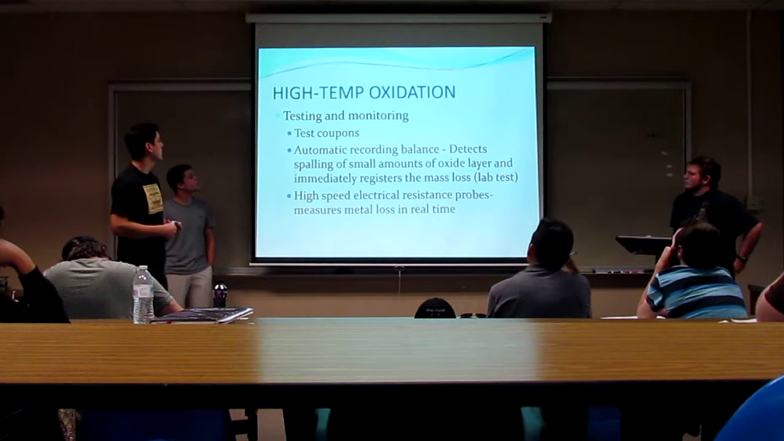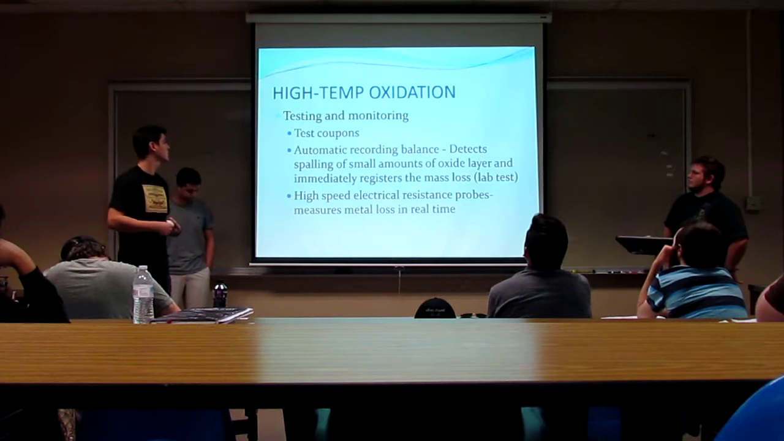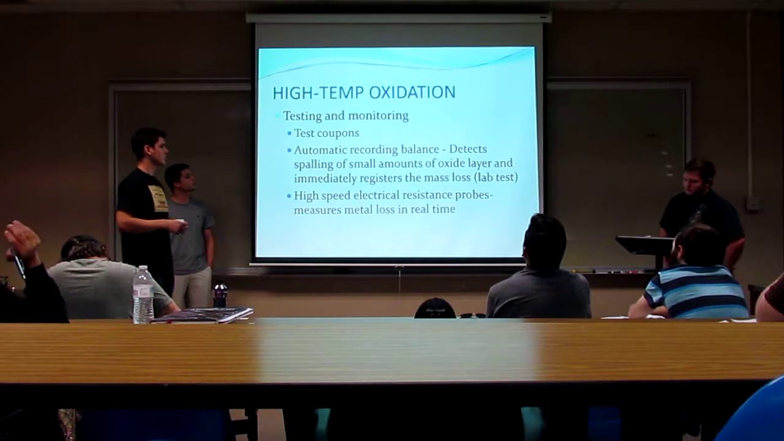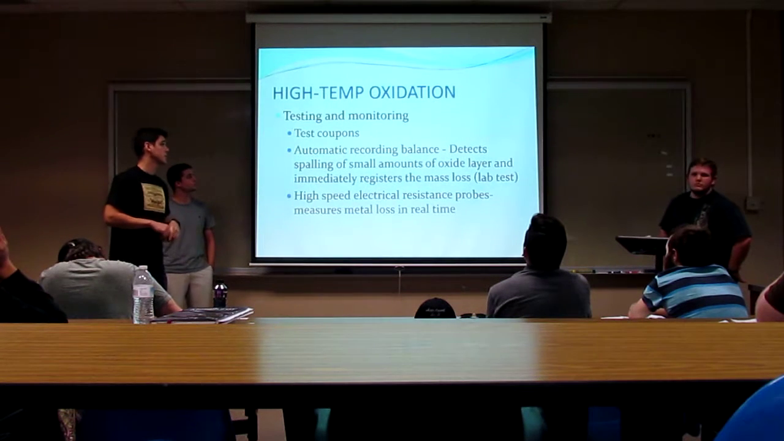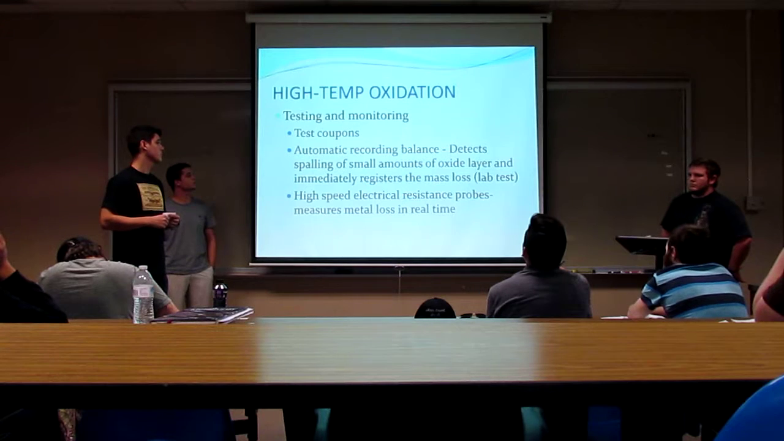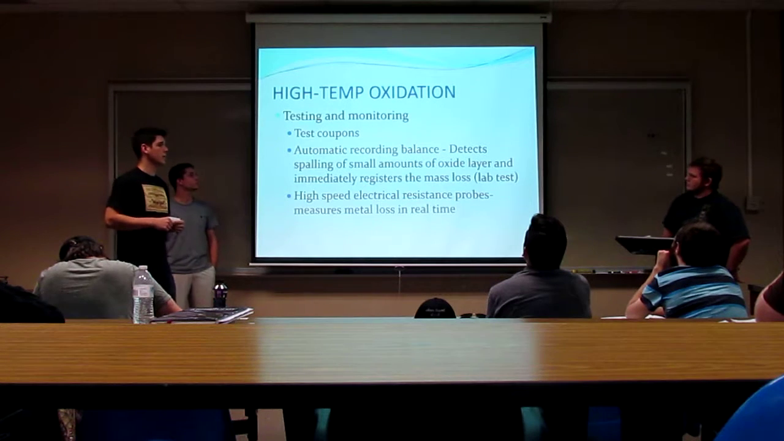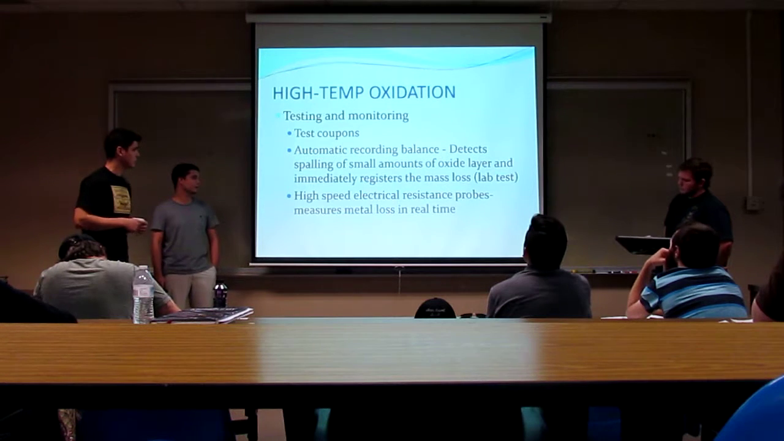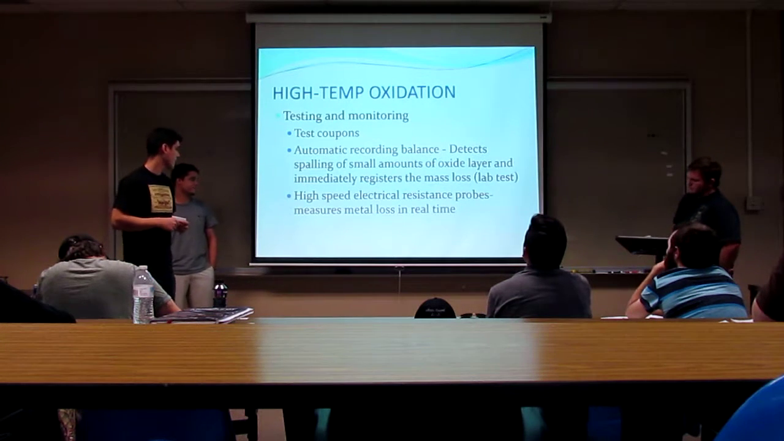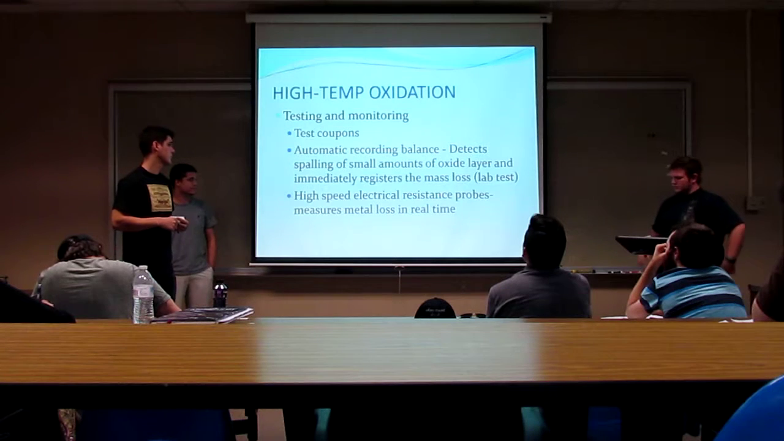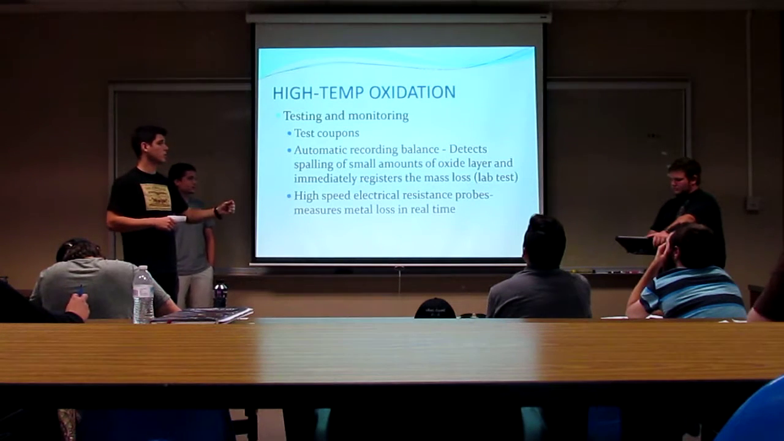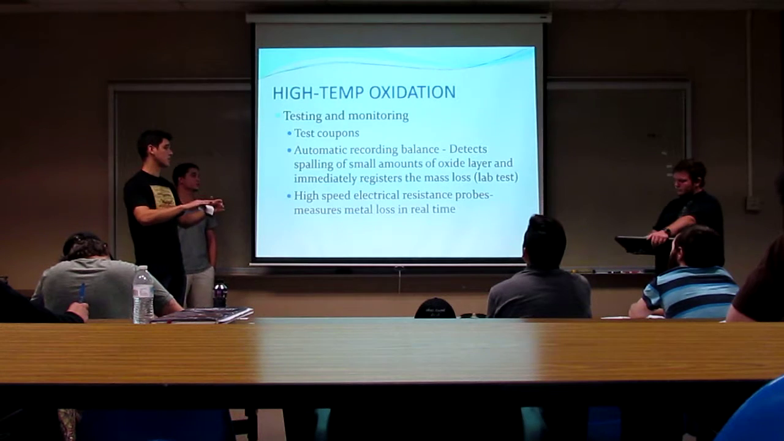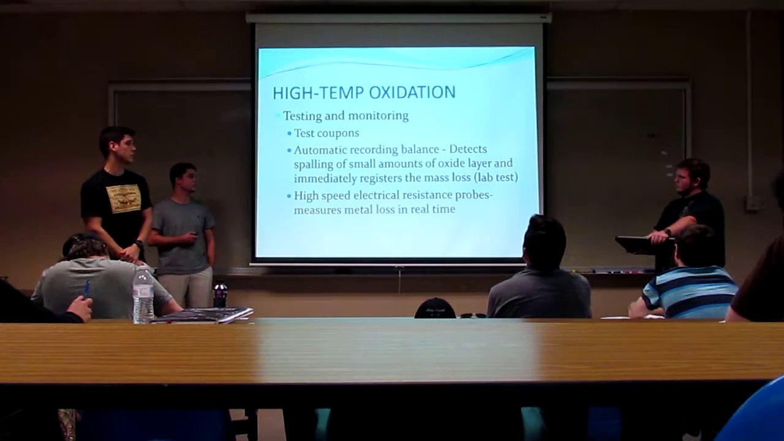For testing and monitoring, you can have test coupons. You can have automatic recording of balance, which is more of a lab test. It detects spalling of small amounts of oxide layer and immediately registers the mass loss of that metal. And high-speed electrical resistance probes measure metal loss in real time. So you put that probe on a metal, and then it relays real-time information to that database.